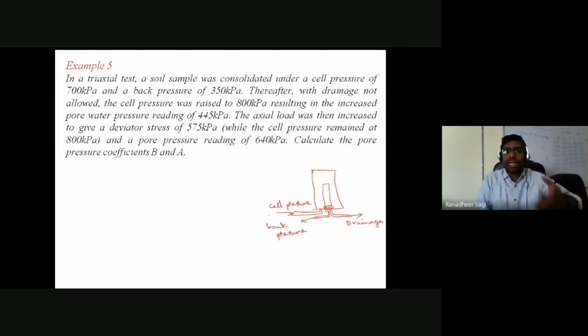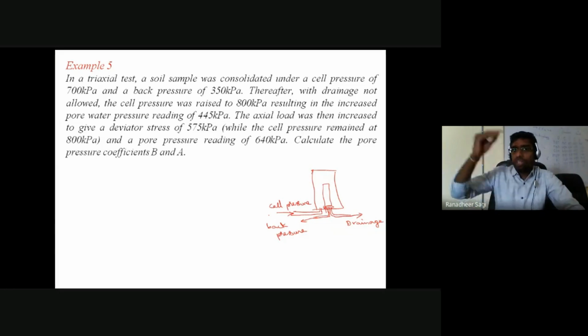Okay, so now let me understand the problem again. In a triaxial test, a soil sample was consolidated under a cell pressure of 700 kilopascals and a back pressure of 350 kilopascals. So it means when the cell pressure is 700 kilopascal, the subsequent pore water pressure existing there is 350 kilopascal. Then thereafter, you are not allowing any drainage, but the cell pressure was raised to 800 kilopascal. Cell pressure raised to 800 kilopascals means what is the increment in cell pressure? The increment in cell pressure is 800 minus 700, that is only 100 kilopascal.